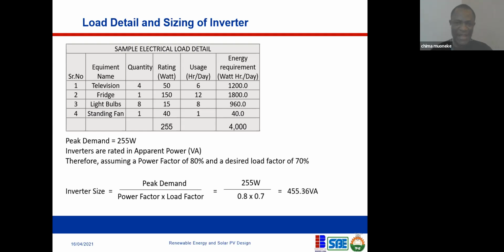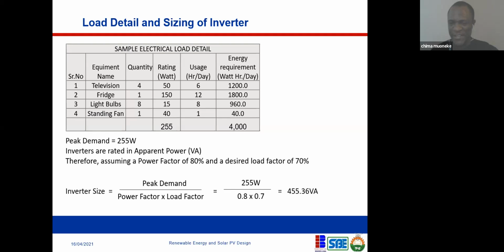I take that again. The size of our inverter here will be the peak demand, which is 255. You have to divide it by the power factor, which is 0.8, times your load factor, which is 0.7. So when we do that, we will find that our required inverter size becomes 455.36 VA. In other words, this can be 0.45536 kVA.